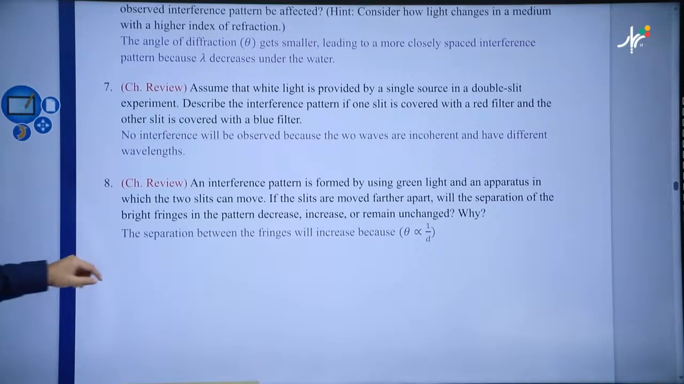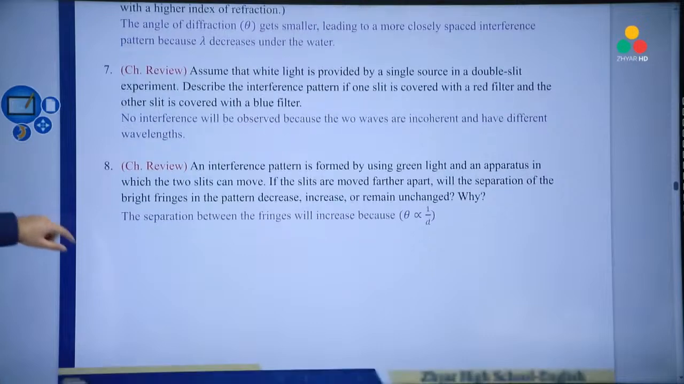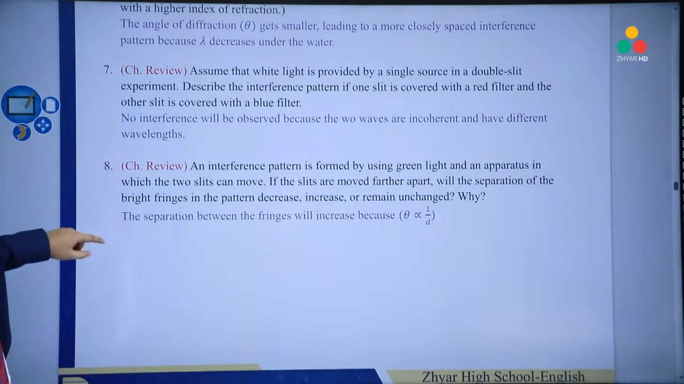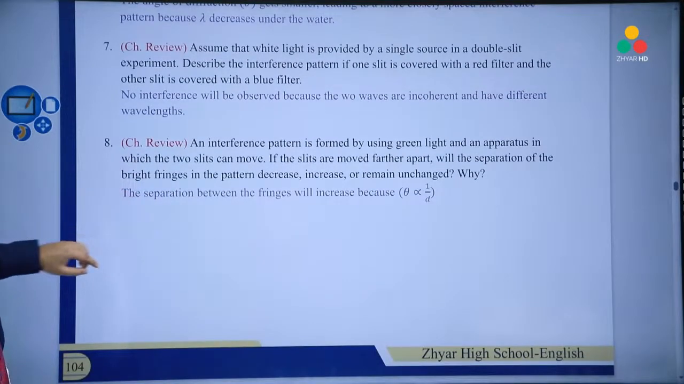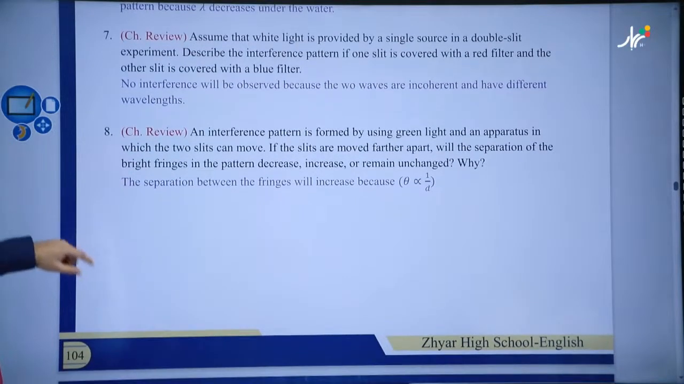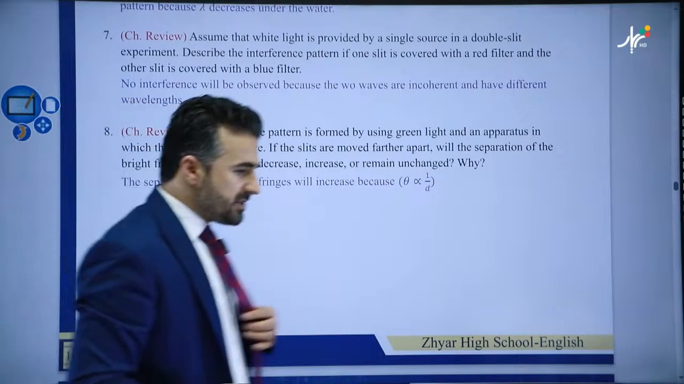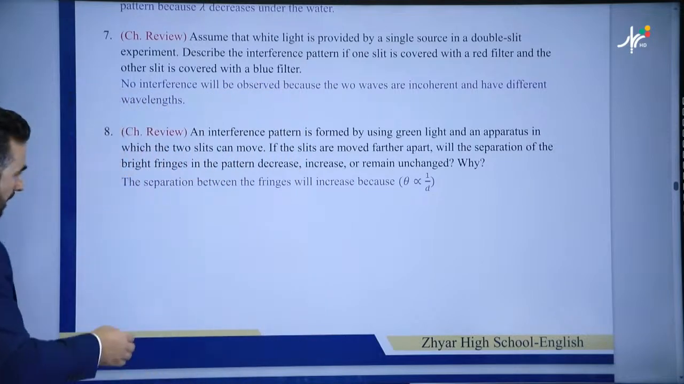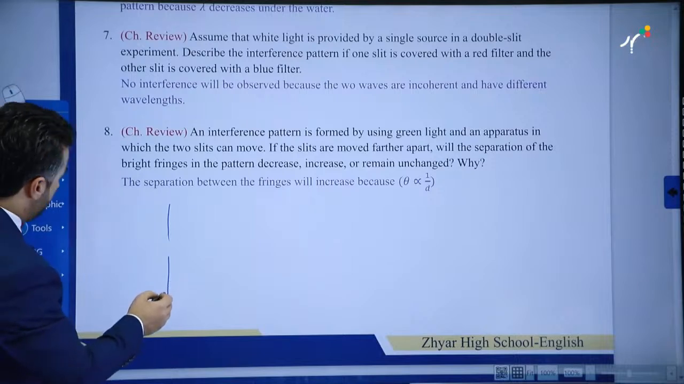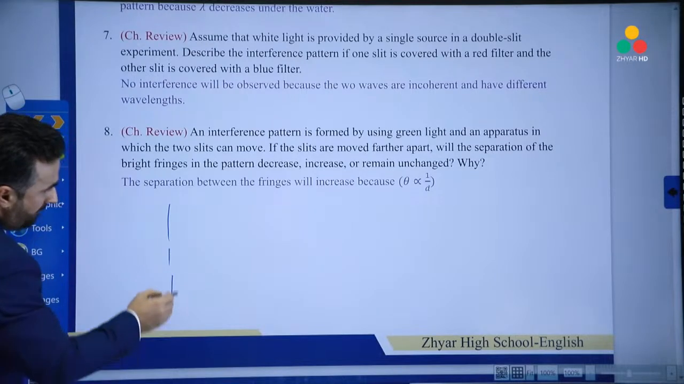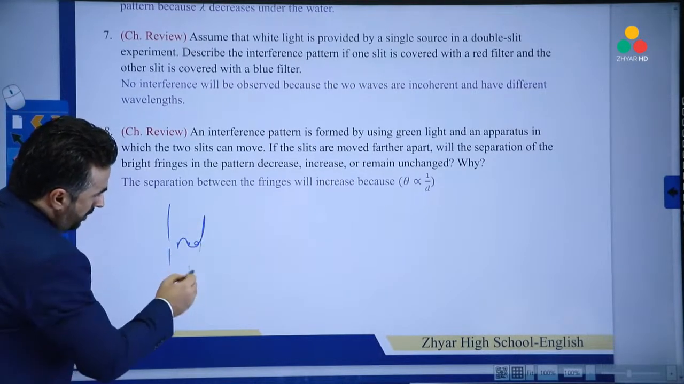under water. Let's finish these two questions maybe. Assume that a white light is provided by a single source in a double-slit experiment. Describe the interference pattern if one slit is covered with a red filter and the other slit is covered with a blue filter. So if that is the case here, let's say we have white light, but then we have this. Okay, so one of them is red, the other one is blue.